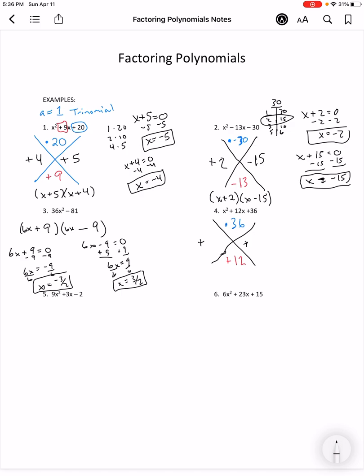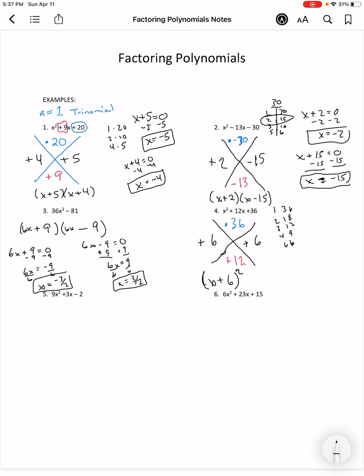So here I've got 2 that are going to be positive, and they need to add up to 12 and multiply to 36. Well, I've got 1 and 36, 2 and 18, 3 and 12, 4 and 9, and then I have 6 and 6. Well, the only 2 that add up to 12 are 6 and 6. So my answer would be x plus 6, and then the correct way to write it would be with the exponent 2 at the top, which means x plus 6 times x plus 6, or x plus 6 all squared. And that's how it's going to show up on the test.